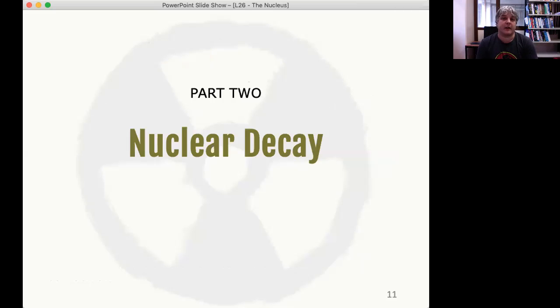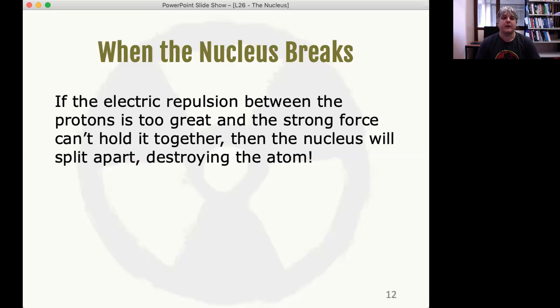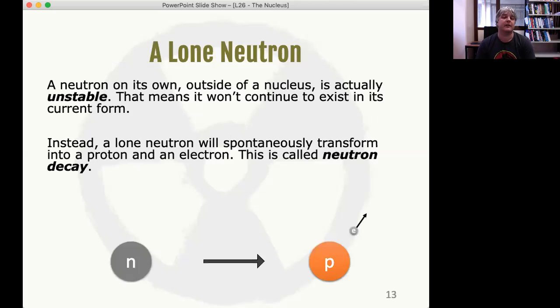So that's what happens, and as we saw with the mass numbers in the previous lesson, you can get different numbers of neutrons because it doesn't matter exactly how many there are, we just need a whole bunch of them in order to act as that glue to overcome that electromagnetic repulsion. If the electric repulsion is too strong, if there are too many protons and not enough neutrons, and the strong force can't hold it all together, the electric repulsion wins, then the nucleus will split apart, destroying the atom. But there are a few different ways it can do that.